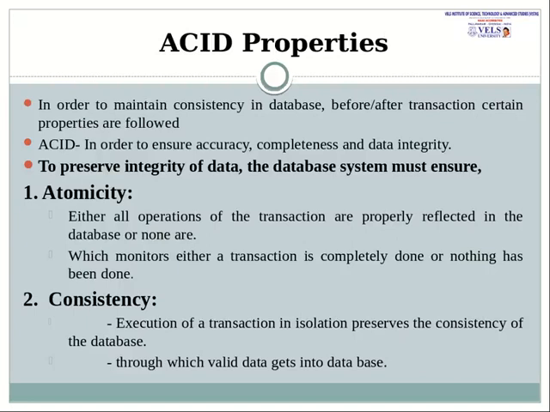To preserve the integrity of data, the database management system must ensure the first property, atomicity. When a transaction is processed, the atomicity property ensures that either all the operations of the transaction are properly reflected in the database, or none are. For example, if a transaction is processing, it is either reflected or not. This is called atomicity. Atomicity monitors that either the transaction is completely done or nothing is done in the transaction.